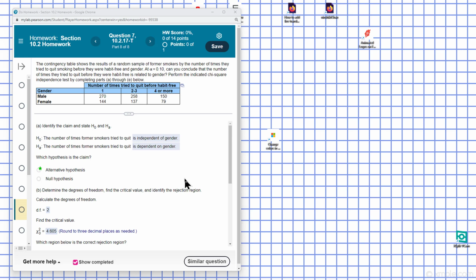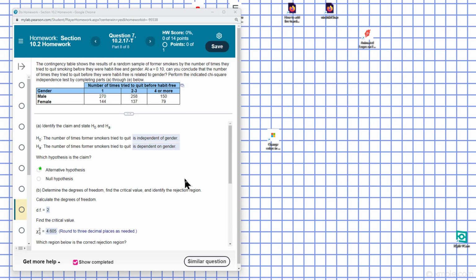So, can you conclude that the number of times they tried to quit before they were habit-free is related to gender? Assume, perform the indicated chi-square independence test by completing parts A through E below. Okay.